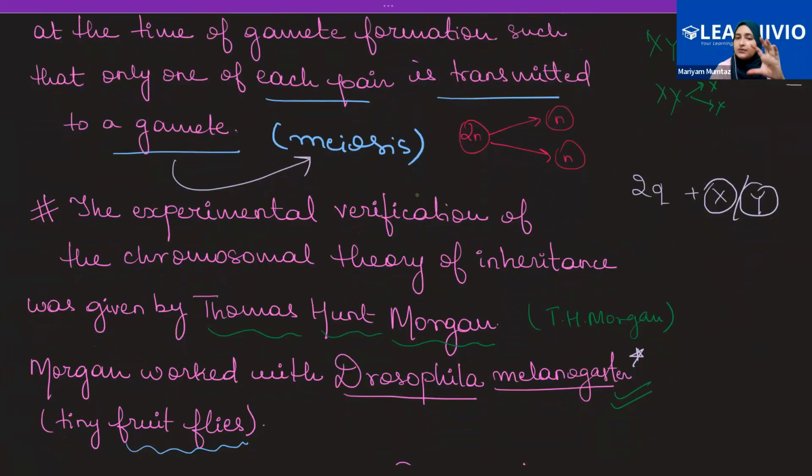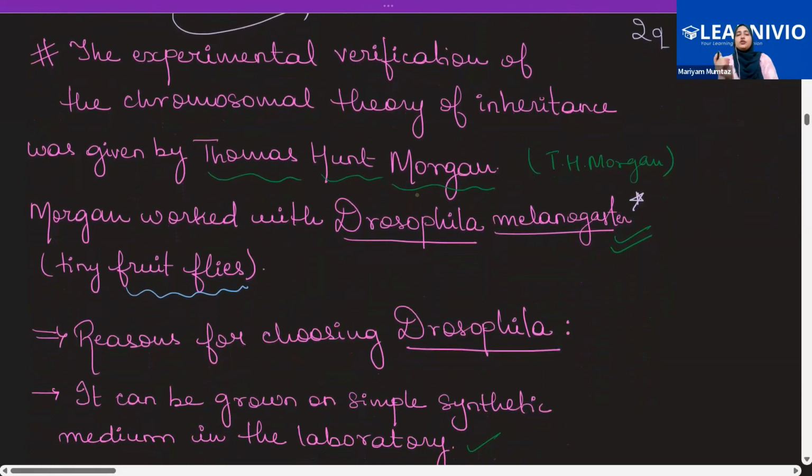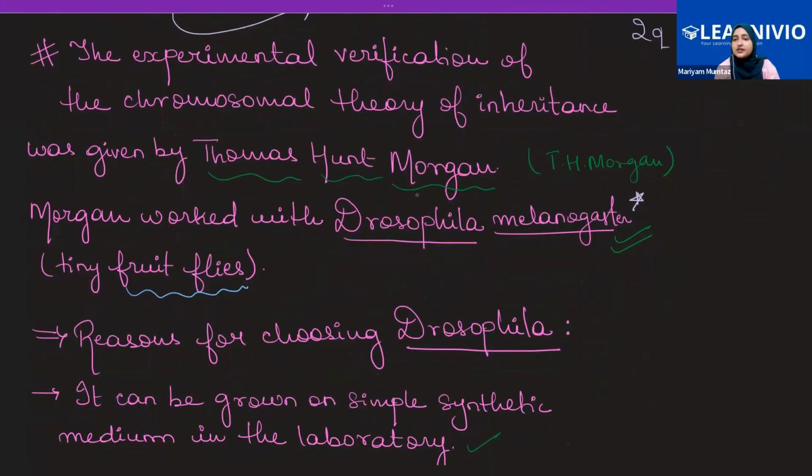Now this was the chromosomal theory. And anything that is just theory is not something that we can trust 100%. So experimental verification has to be given. The experimental verification of the chromosomal theory of inheritance was given by Thomas Hunt Morgan. For his experiment, Morgan worked with Drosophila melanogaster. These are tiny fruit flies. This is the scientific name of the fruit flies.